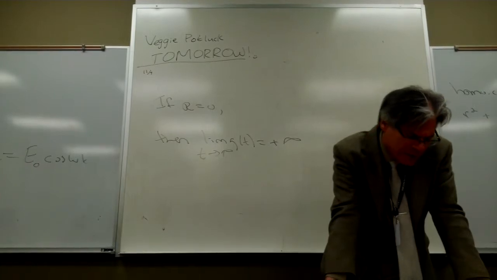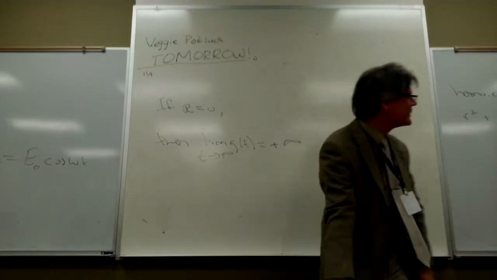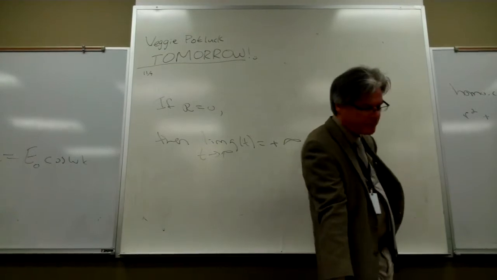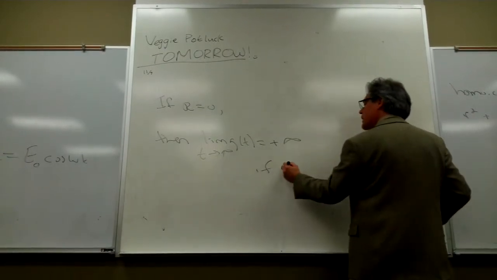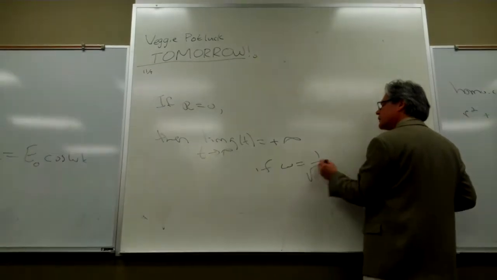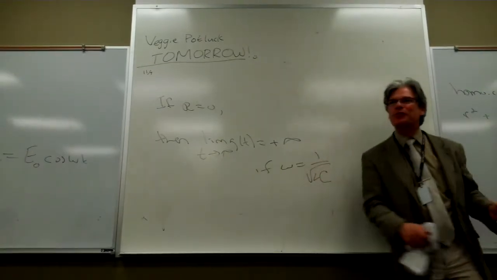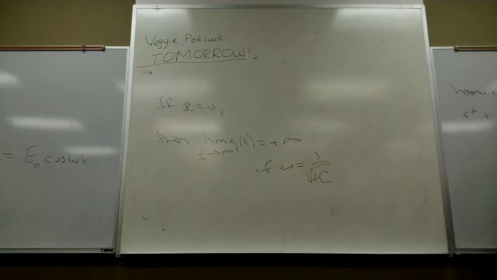Oh, he gave it away. He told you. He said this is going to happen if omega is equal to 1 over the square root of LC. Remember I told you the limit doesn't exist unless omega is equal to 1 over the square root of LC. He asked a different question. He said, suppose omega is 1 over the square root of LC. Why is the limit something different than what I said? Anybody?